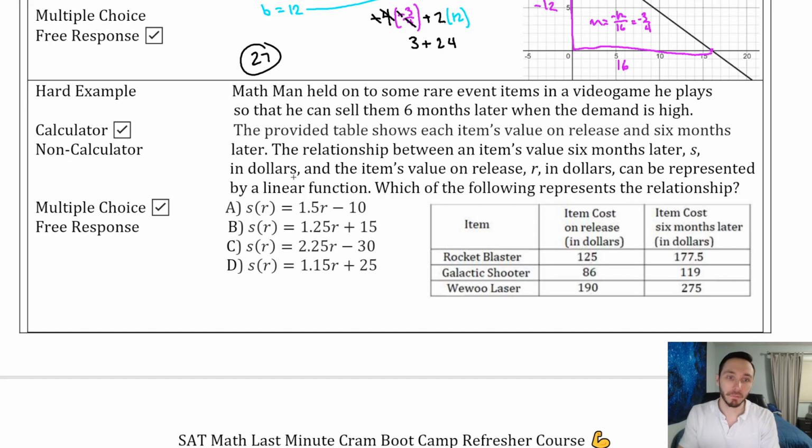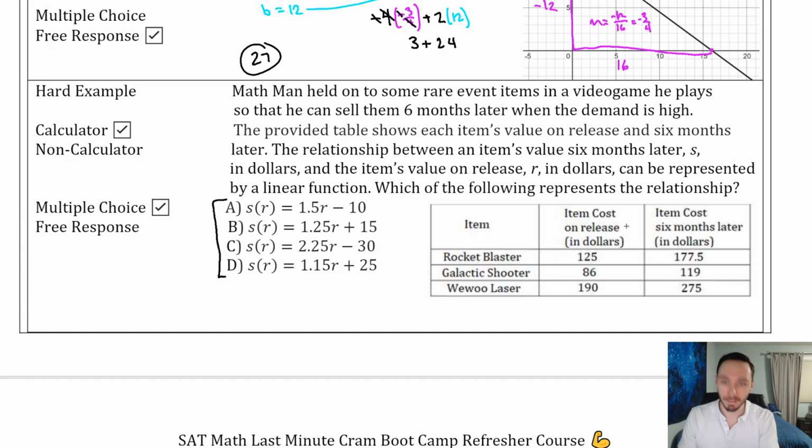I see some words. What I actually do when I see scenarios like this is I just look at the answers really briefly. And I just think to myself, okay, well, clearly here I'm going to be writing some sort of mx plus b linear function. That's what I'm gathering by just looking at the answers. So I'm going to be thrown into this ridiculous scenario. Mathman held on to some rare items in a video game he plays so that he can sell them 6 months later when the demand is high. Okay, so he's trying to make some money off of a game. The provided table shows each item's value on release and 6 months later.